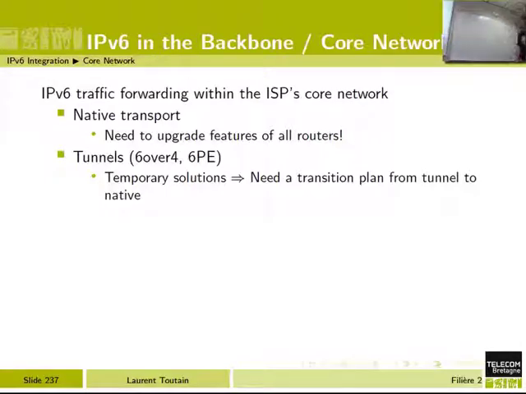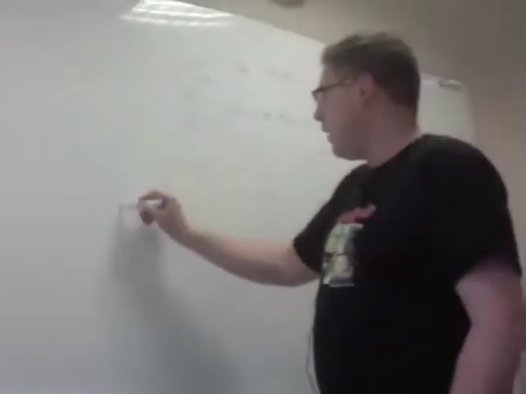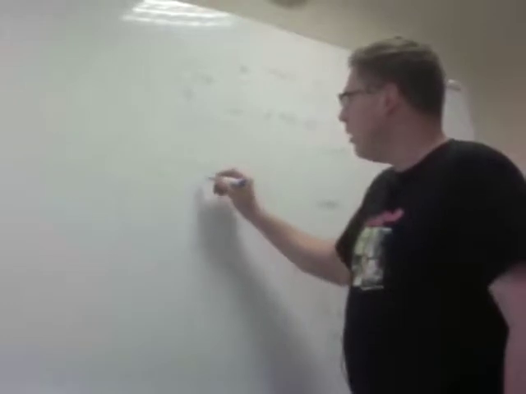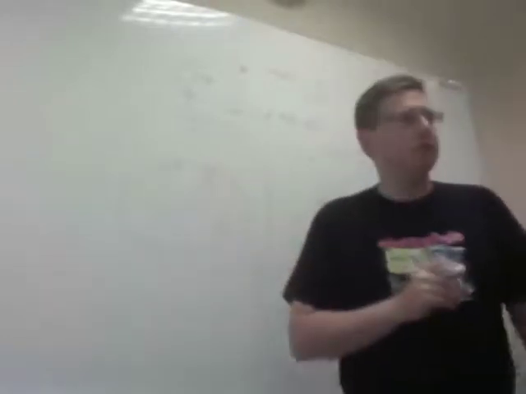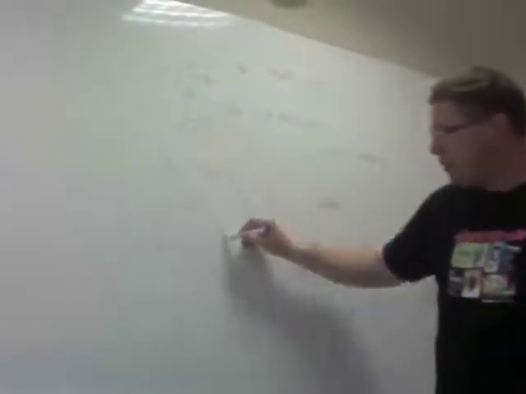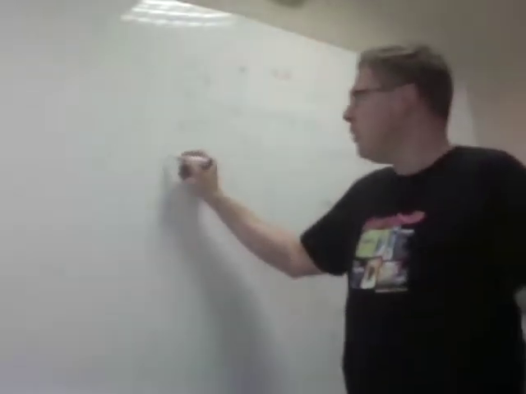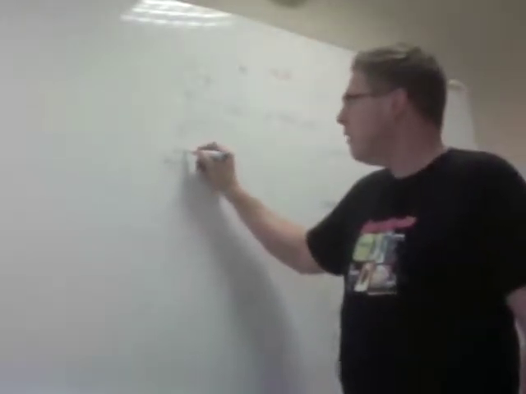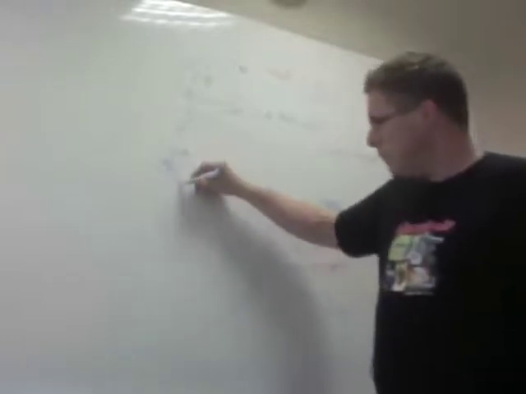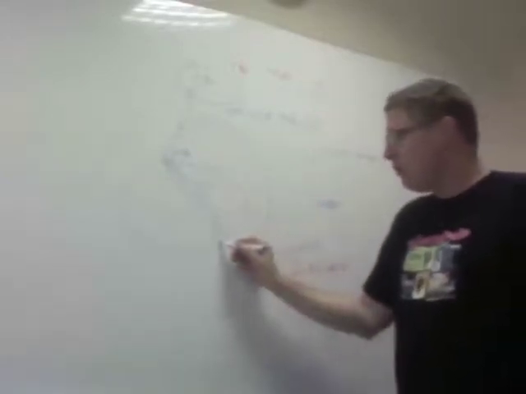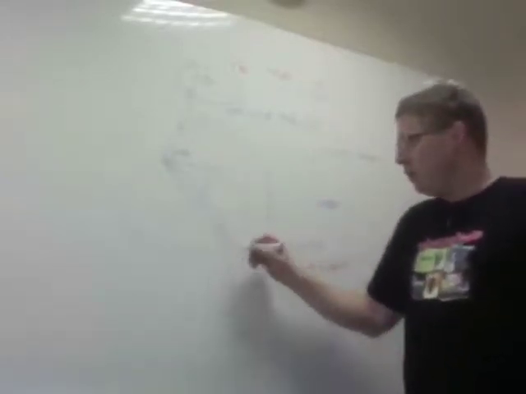But sometimes it's not so easy because, as I said before, you have some routers here that are IPv4 only. And if they are IPv4 only, then you have to find tricks to cross them. So one solution is, for example, here you have an IPv6 router and you create a tunnel. So you put your IPv6 packet into an IPv4 packet and you cross this area using a tunnel and then you continue in IPv6.